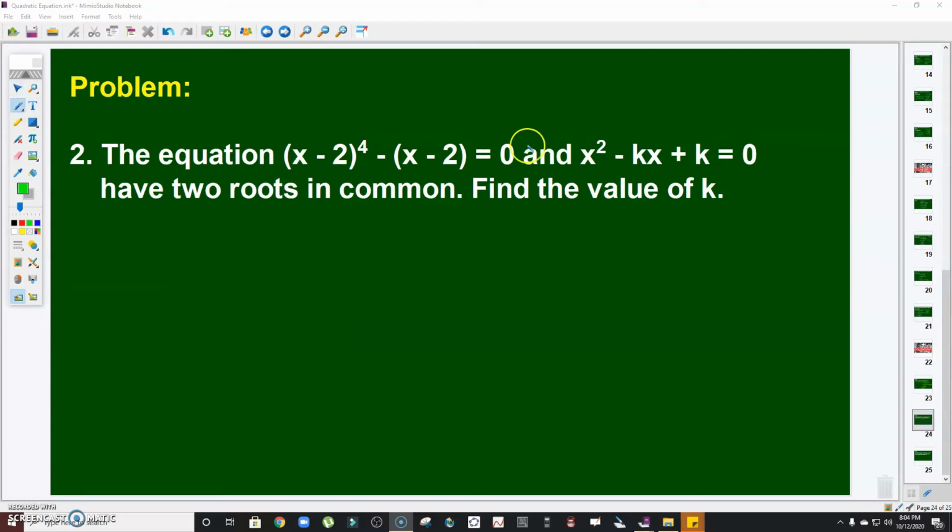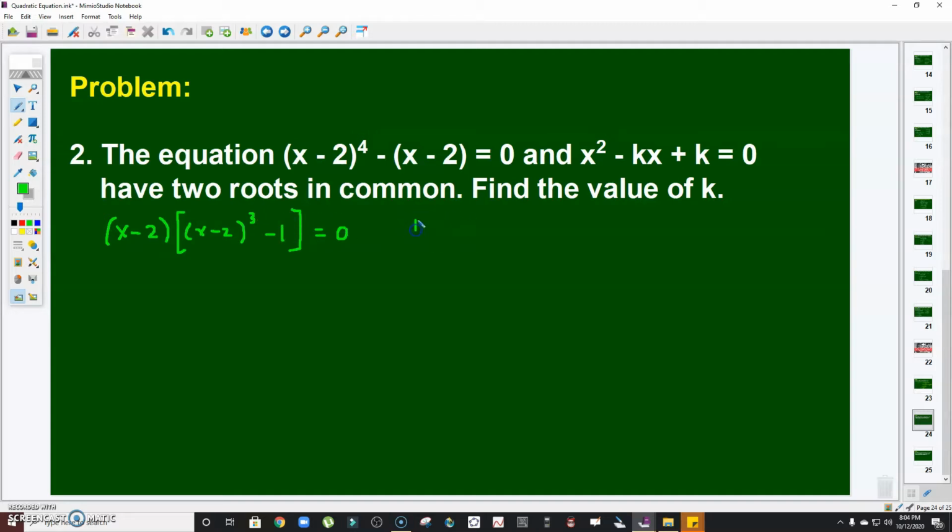Now, observe that our first equation, we can actually factor out x minus 2, right? So let's do it. I'm going to factor out x minus 2. What will be left here is x minus 2 raised to 3 minus 1, equal to 0. Now, take note, the x minus 2 raised to 3 minus 1, we can further factor this, right? Did you notice? It's just like a difference of two cubes.